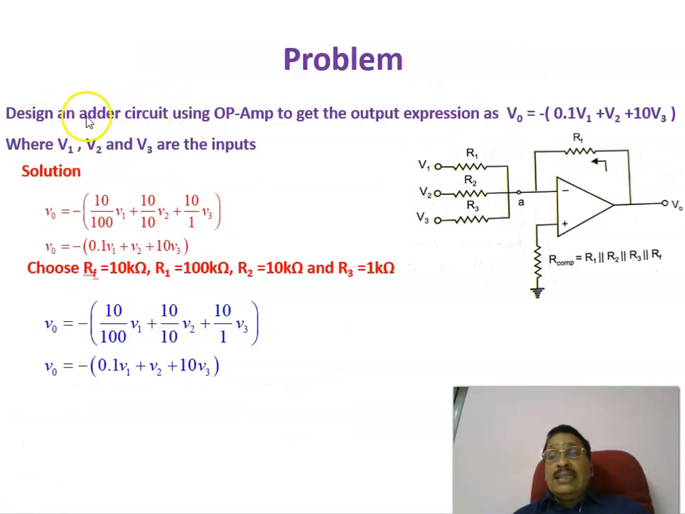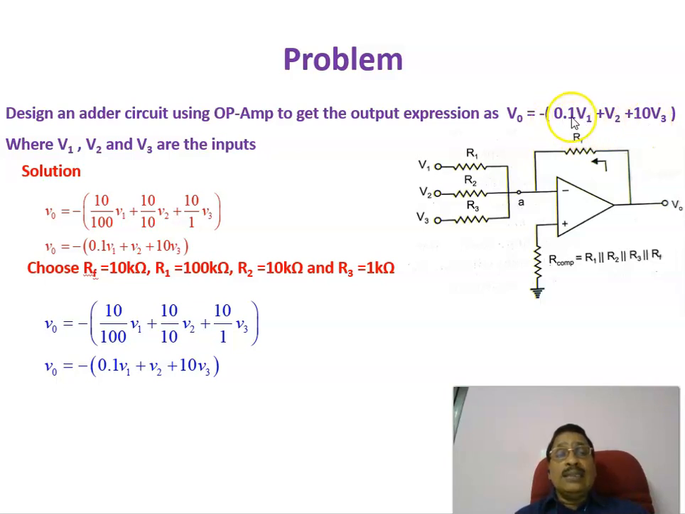There's a problem like: design an adder circuit using an operational amplifier to get the output voltage V0 equal to minus of (0.1 V1 plus V2 plus 10 times V3). This is the voltage equation you want to get at the output. Since there is a minus, it is an inverting summing amplifier, and that is why we give the input at the inverting terminal. Here V1, V2, V3 and of course R1, R2, R3 and RF are taken, and the weightage is given as 0.1, 1 and 10.